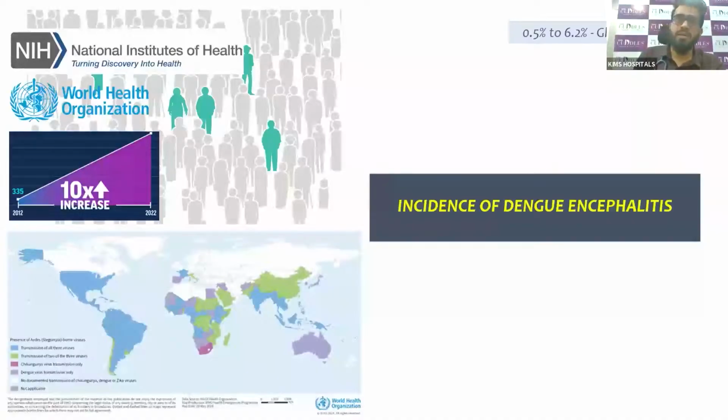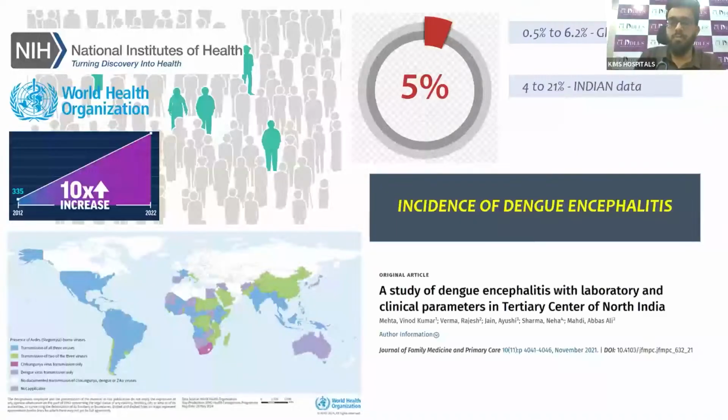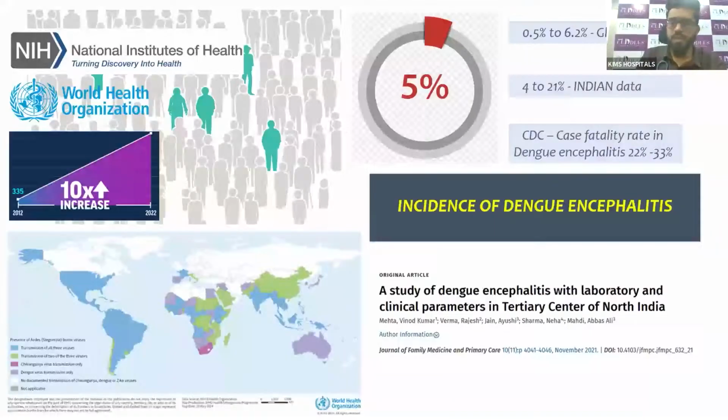If you see the global data, the incidence of dengue encephalitis in dengue fever is around 0.5 to 6.2%. Data coming from India states that this can range from 4 to 21%. 21% is pretty high. On average, the global data says that 5% of dengue fever patients will develop some neurological complications overall. Another study from a tertiary center in northern India says the incidence can rise up to 20%, which is pretty high.